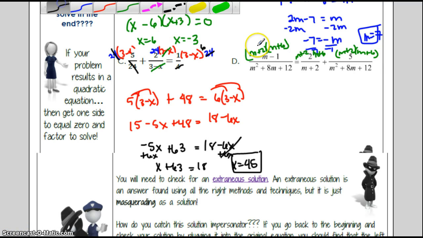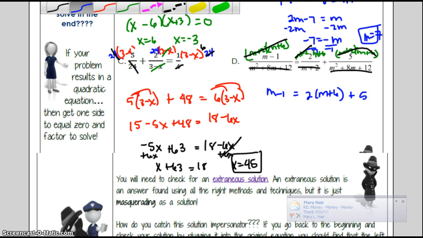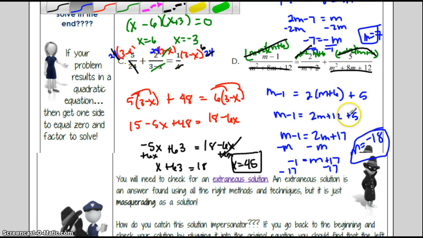All right, so let's check your first step. Hopefully you're multiplying by an m plus 2 and an m plus 6 on the top of every single thing here, and that is going to then cancel these things. So then you're going to write that you have an m minus 1 equal to a 2 times m plus 6. Make sure that's in parentheses so you don't forget to distribute, plus 5. So now distribute, solve for m. All right, so distributing, combining like terms, and then solving should get negative 18 for your answer.